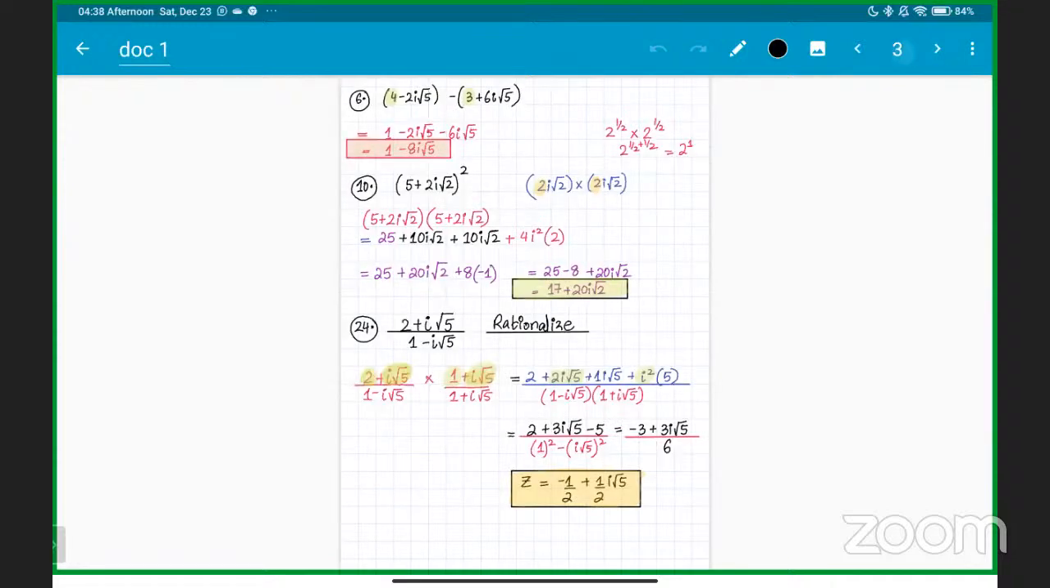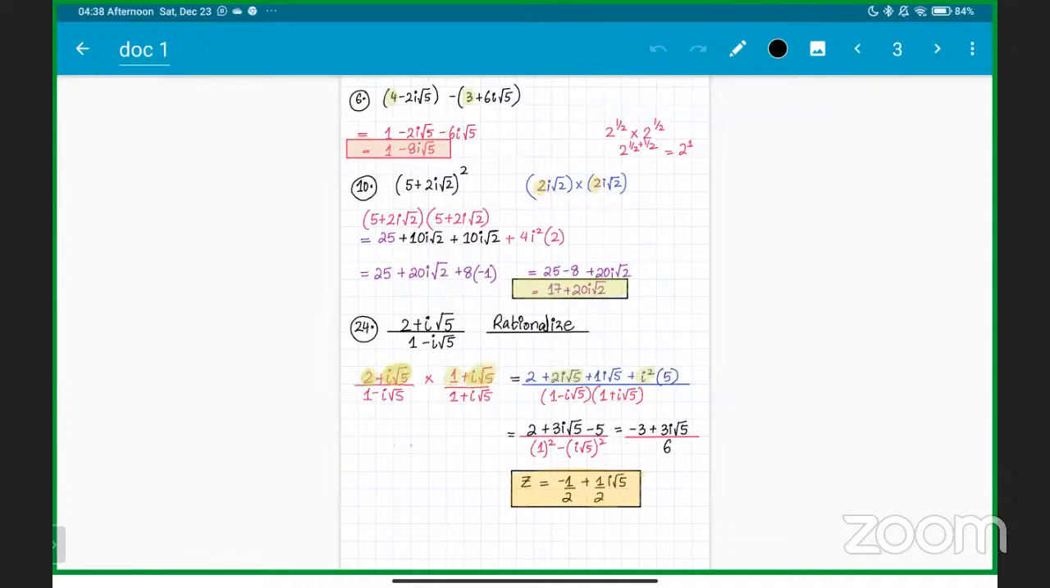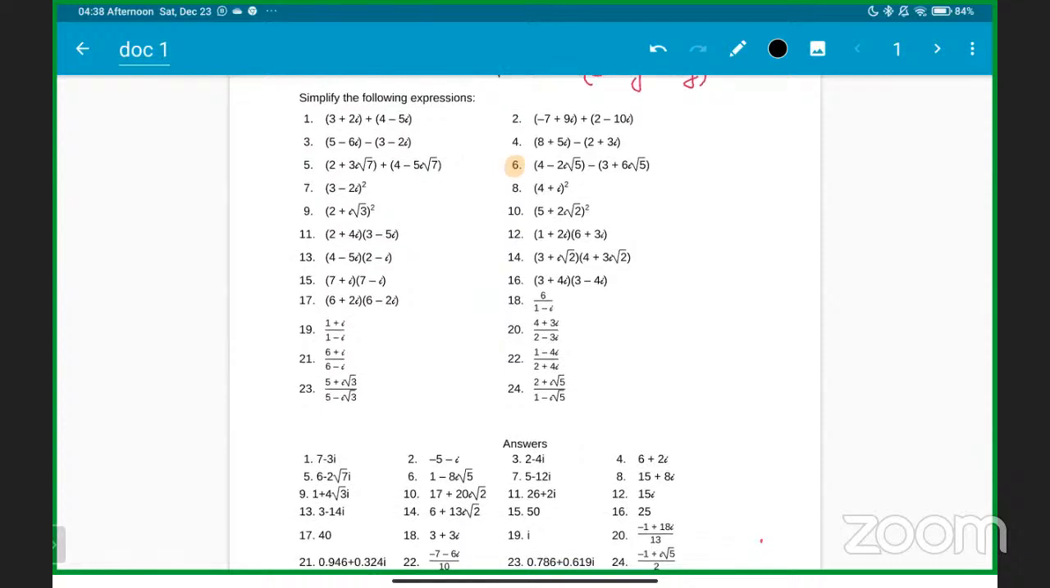Like I have already solved question number 23, question number 24, and question number 16 is solved. Question number 10 is solved too. You can take help from these.